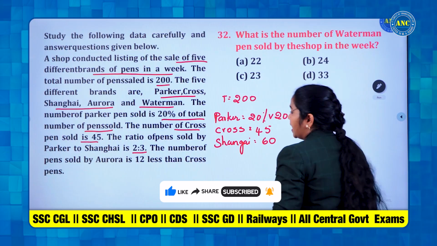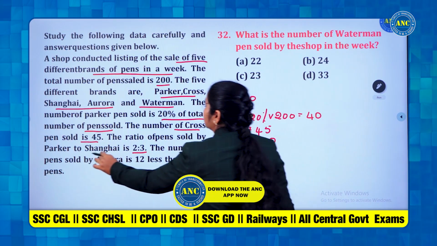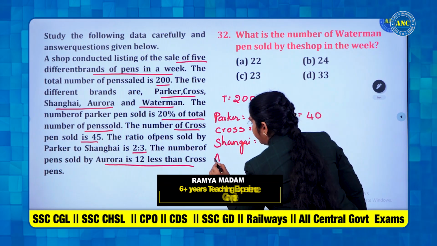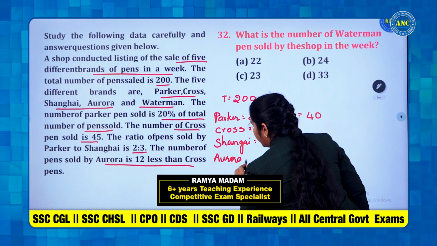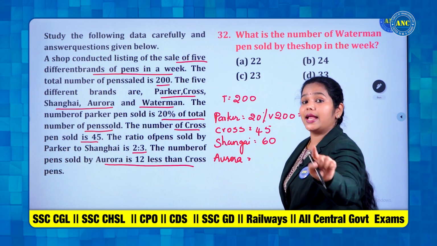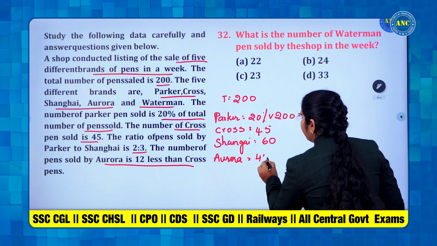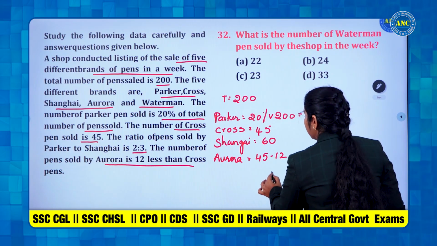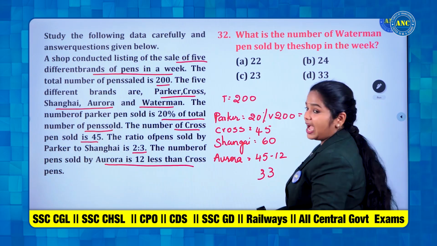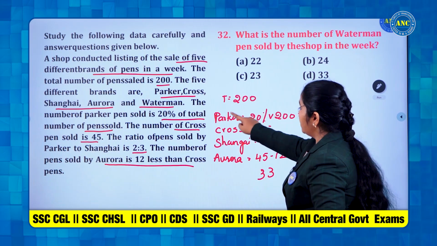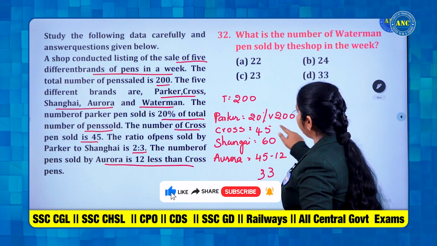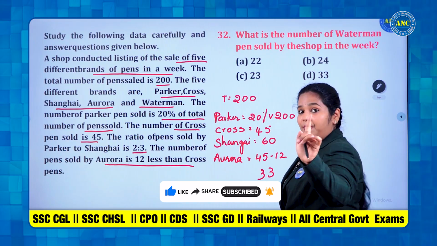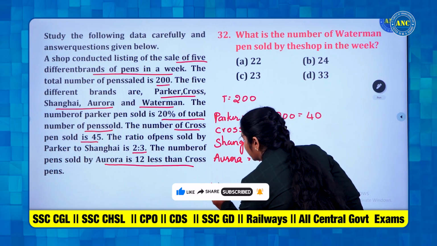60, right. Next, the number of pens sold by Aurora is 12 less than Cross. So, Aurora pens are 12 less than Cross. That means 45 minus 12. Yes, 45 minus 12 is nothing but how much? 33. So, we have the complete value. Total pens: Parker pens 40, Cross pens 45, Shanghai pens 60, Aurora pens 33. Only one pen is not there, that is Waterman.